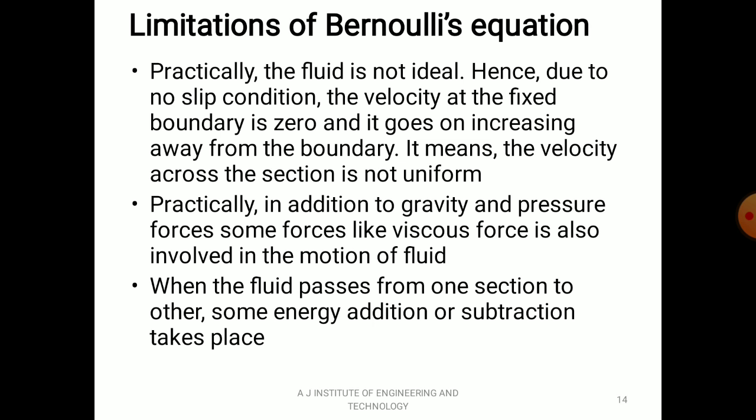It means the velocity across the section is not uniform. So we assume velocity as uniform, but it is not the case here because of the no slip region, the fluid is going to stick to the surface. It may be a fixed plate. So it attains 0 velocity at the fixed surface. Then it keeps on increasing till it reaches free stream velocity. So this is the way you are going to get velocity profile. So velocity is not uniform.